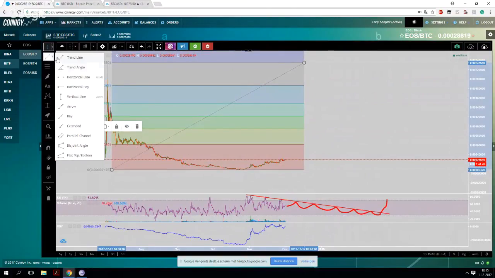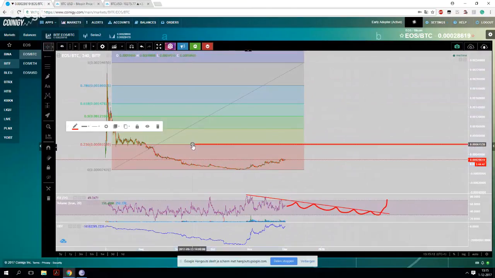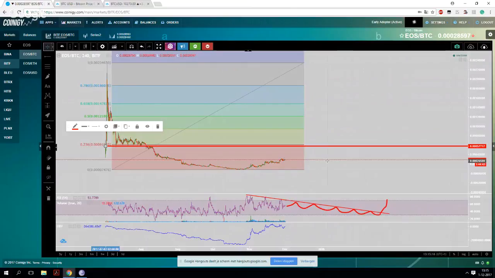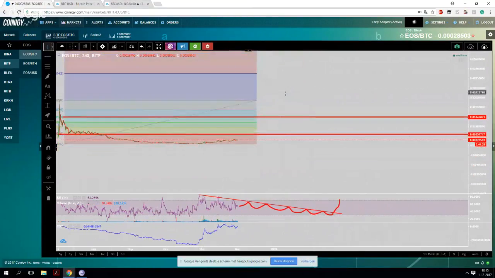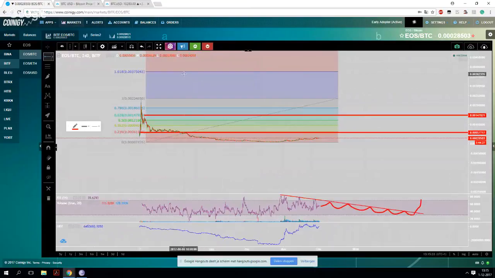I'll throw out 3 targets. Here's the conservative target. Actually, it should be a little bit lower. Should be at 57k satoshis. Very conservative. My second target is going to be the 618, 147k satoshis, and my third and final target should be 350k satoshis.